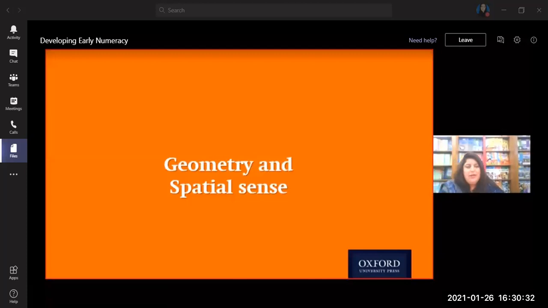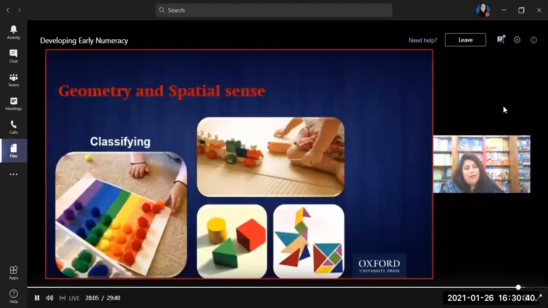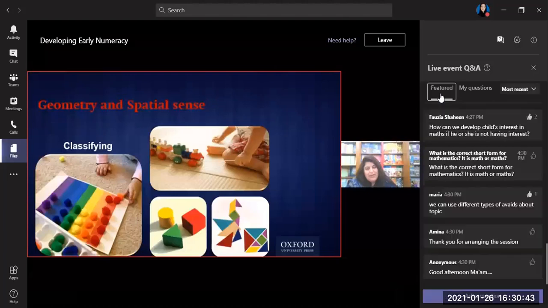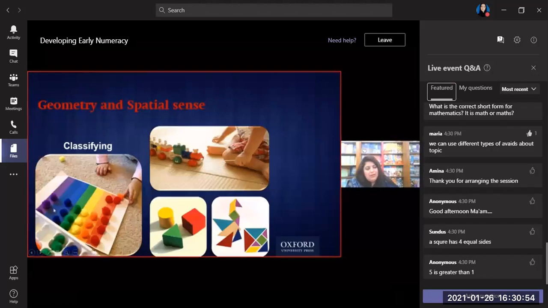Now we will be focusing at the geometry and spatial sense that is important for the children. And the idea of classification is now introduced to the children, and they are able to actually segregate the colored balls. According to different colors, they are classifying them. They are introduced to the idea of shapes and the difference between 2D and 3D shapes.